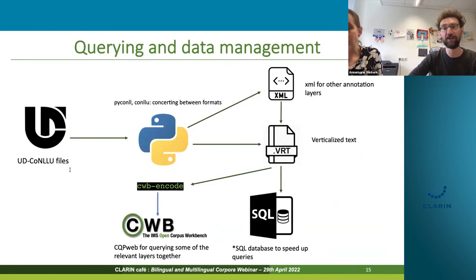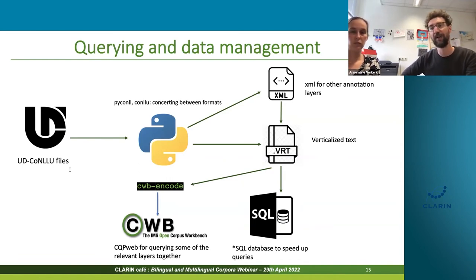Then here we have an overview of our querying and data management. We basically start from CoNLL-U files, which are automatically obtained by the UD parser. Then using a series of Python scripts, we orchestrate between different formats. We orchestrate between XML formats, which are then turned into a verticalized file. Then the verticalized file can be encoded using CWB encode in Corpus Workbench and then queried using CQPweb, or alternatively, we can feed the vertical files into a SQL database and then query our database using, I don't know, a MySQL client or other types of SQL syntax. We can also use Python scripts in order to directly query CoNLL-U files.